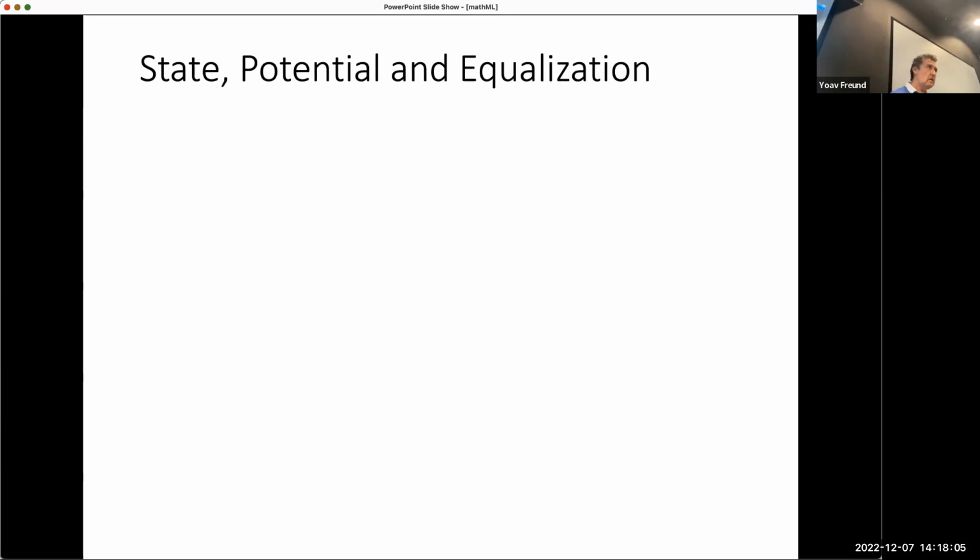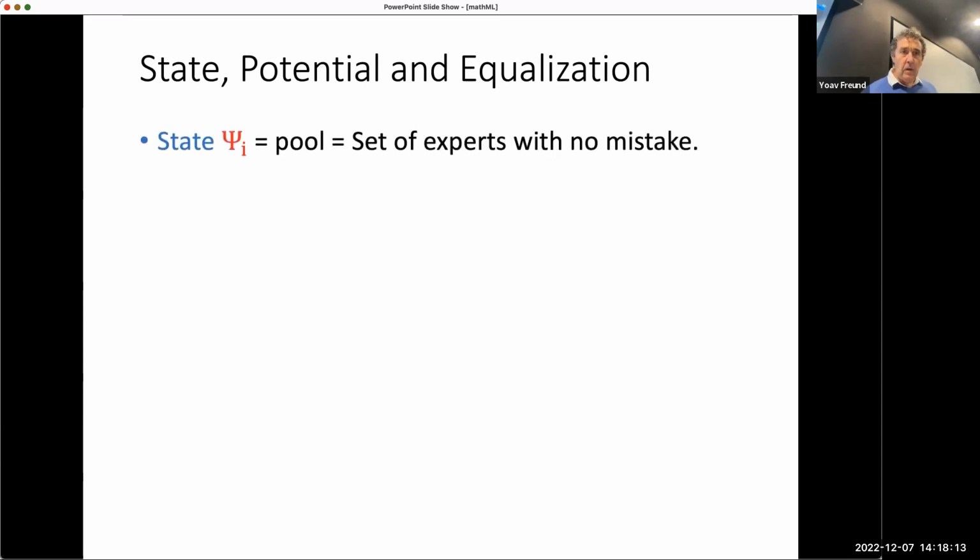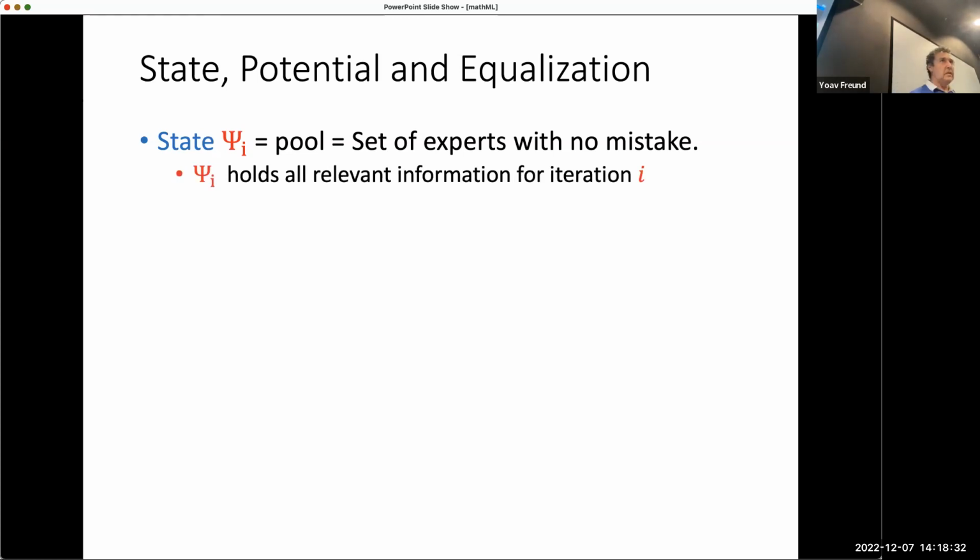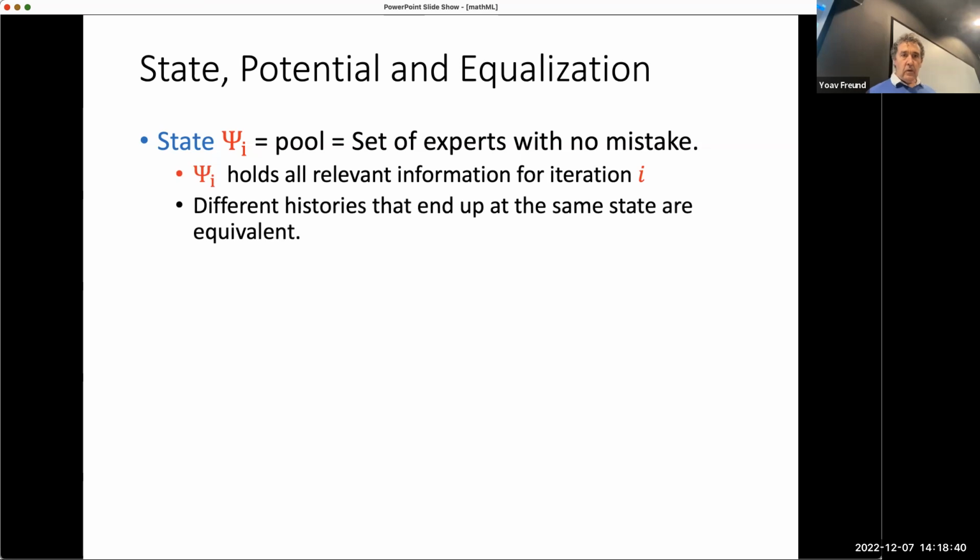Okay, so now we go another step in the abstraction. This is a little ridiculous for this very simple game, but you'll see that it will be useful later. The state of the game is basically, what is this? Phi is basically the set of experts with no mistakes. It is important to realize that that's the state of the game, and it holds all of the relevant information, right? How we got to that state is not relevant. So different histories that end up with the same state are equivalent.